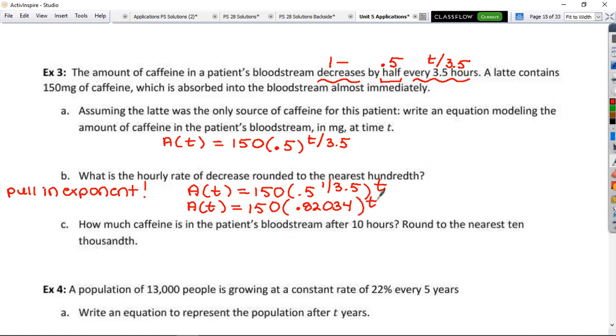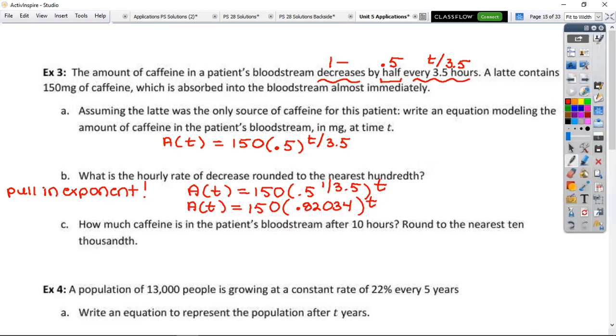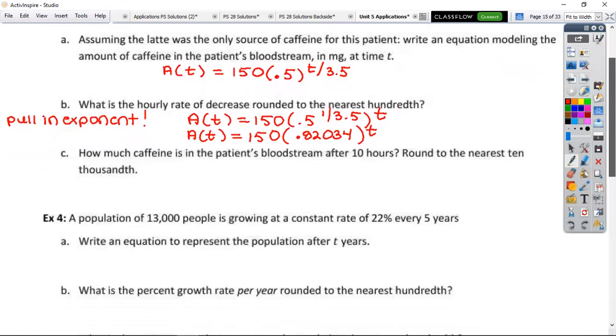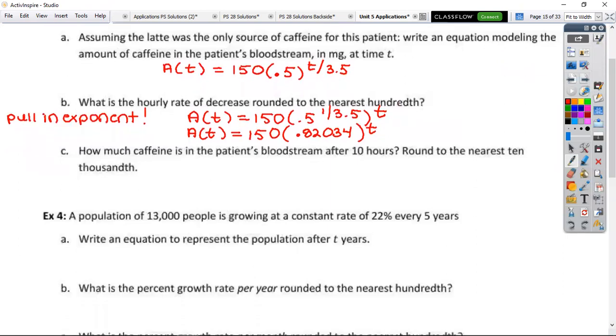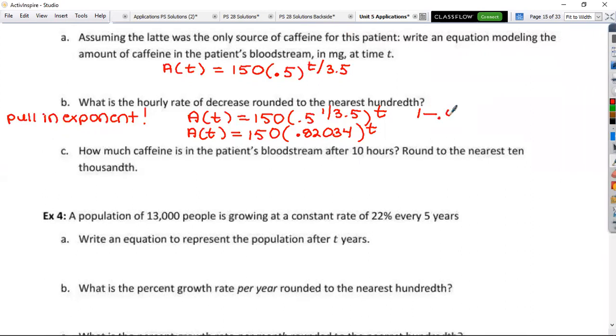Okay, so this one's a little bit different. This one's not growth anymore. Because when you drink caffeine, you definitely don't want it to keep increasing in your bloodstream. That would be bad. So I have to flip this around again. So instead of doing the value minus 1, I just do 1 minus this. So 1 minus 0.82034. Does anyone have this decimal?